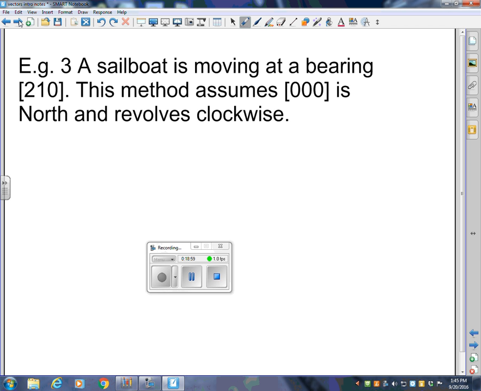There's got to be a simpler method that is universal, and that's what this one is. Most pilots, most navigators will use this method. It's assuming that 0 is north and revolves clockwise. So let's draw the crosshairs again. What goes at the top? 0. East is going to be 90. South is 180. And west is 270. Ready to jot this down?